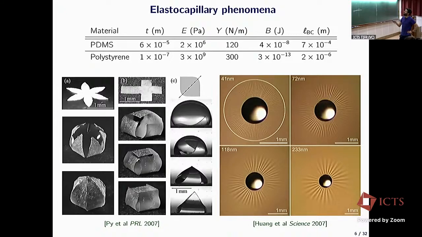So there is the first class, and I give here an example for PDMS, and the second class with polystyrene sheets. You see that the main difference between these sheets is the thickness. Here you have 60 microns, here you have 100 nanometers. Okay, so it is a very large thickness difference. And as a function of this, the Young's modulus is also very different.